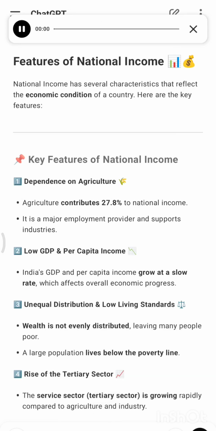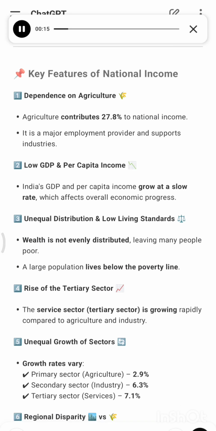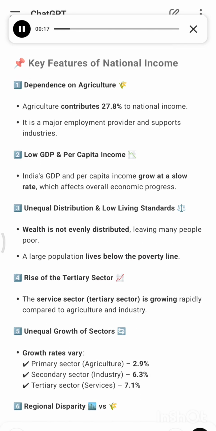Features of national income. National income has several characteristics that reflect the economic condition of a country. Here are the key features. 1. Dependence on agriculture. Agriculture contributes 27.8% to national income. It is a major employment provider and supports industries.